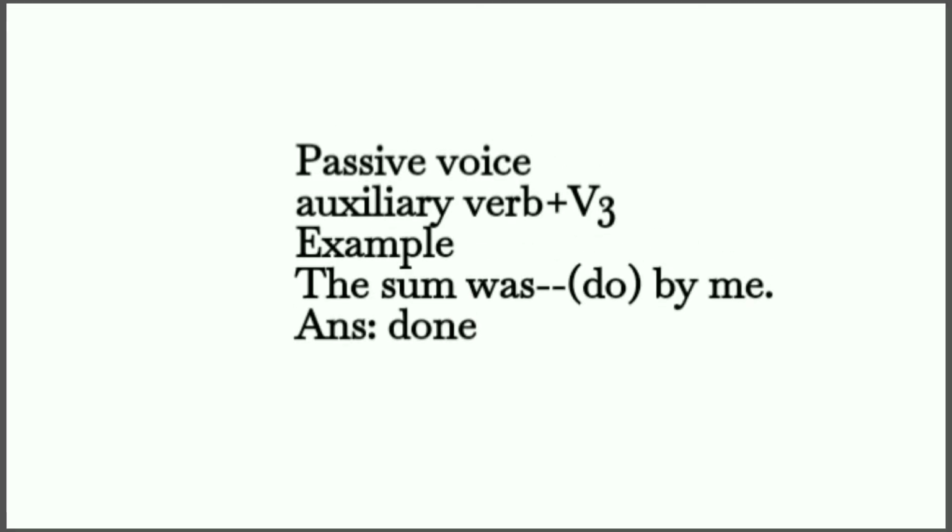Dear students, now we will learn the rule of passive voice. Here we can see that auxiliary verb plus V3. That means in a passive voice, after an auxiliary verb, we have to use the past participle form of the main verb. For example, the sum was do by me. Here we can see the verb do, and so the answer will be done. The sum was done by me.